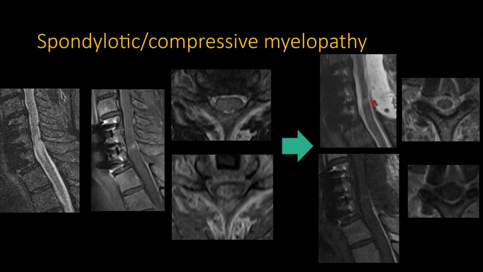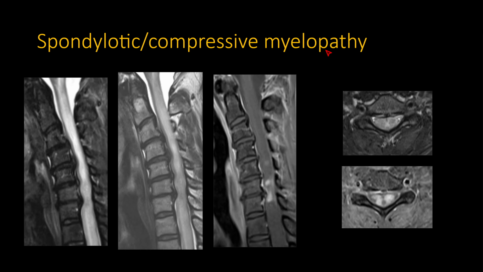This is that particular case after decompression, and as you can see, the hyperintensity is nicely gone away. The enhancement is almost completely gone away, so that hyperintensity is resolved as a result of decompression. So here's another case of spondylitic slash compressive myelopathy with enhancement. This one's actually much more atypical.